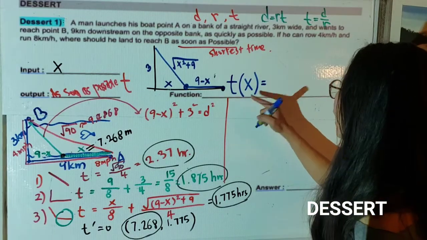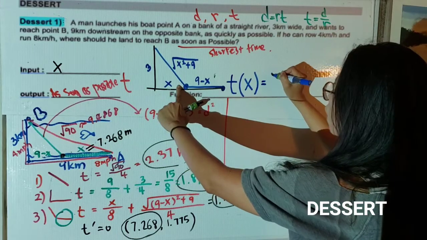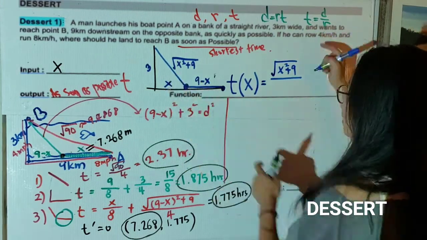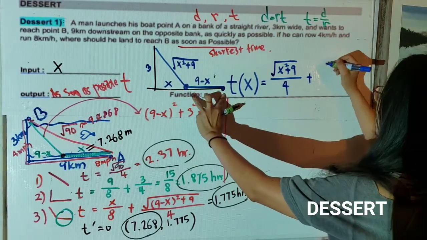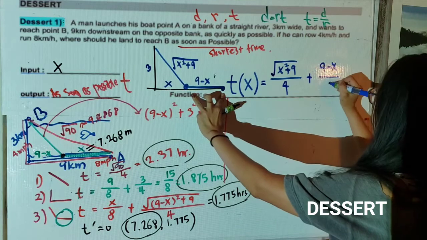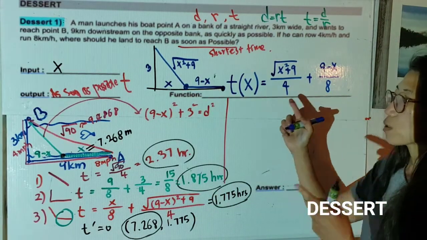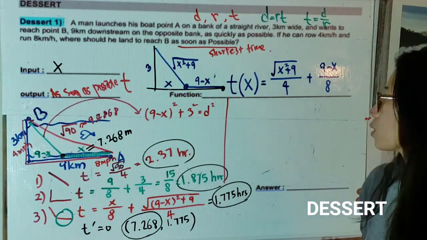So time means distance over rate. What is this distance? The square root of x squared plus 9 over the rate, which is 4, plus you have to walk this much, or run this much, with your rate of 8. Basically, these two are the same question. I just set the x the other way around. Why did I do that? Because it will make it easier to take a derivative.